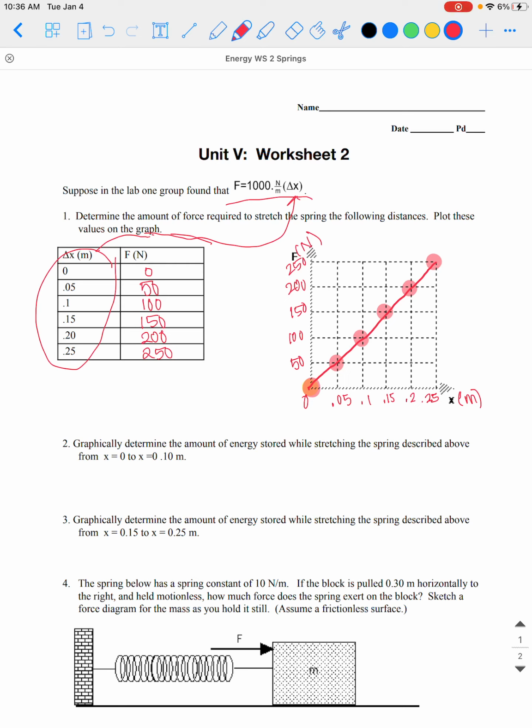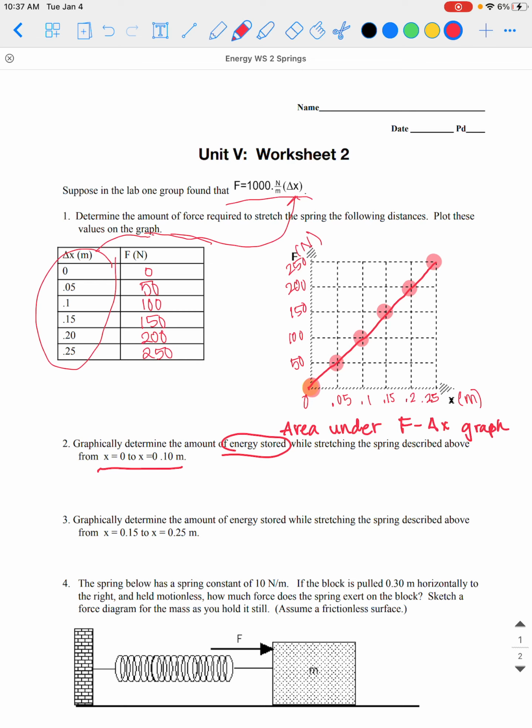The next step is to graphically determine the amount of energy stored while stretching the spring, and this one is focused on a 0 stretch to 0.1 meters. Anytime you are looking at a force distance graph or a force stretch graph, you can find the energy stored through the area under the curve. So this is the area under the force stretch, delta x graph.